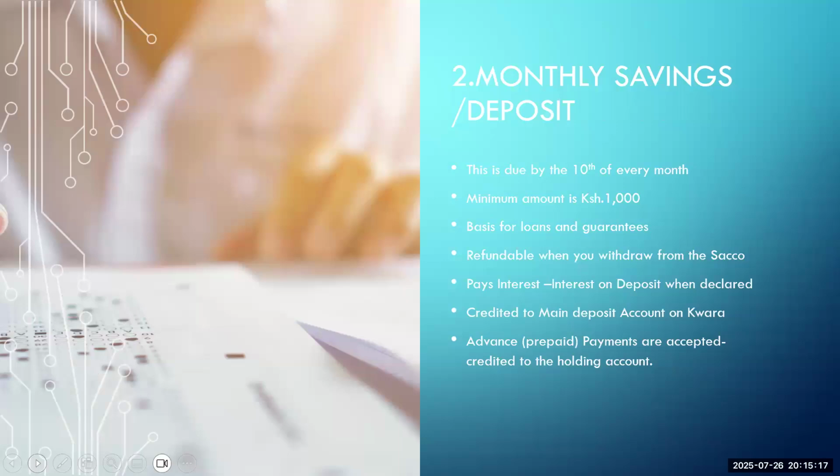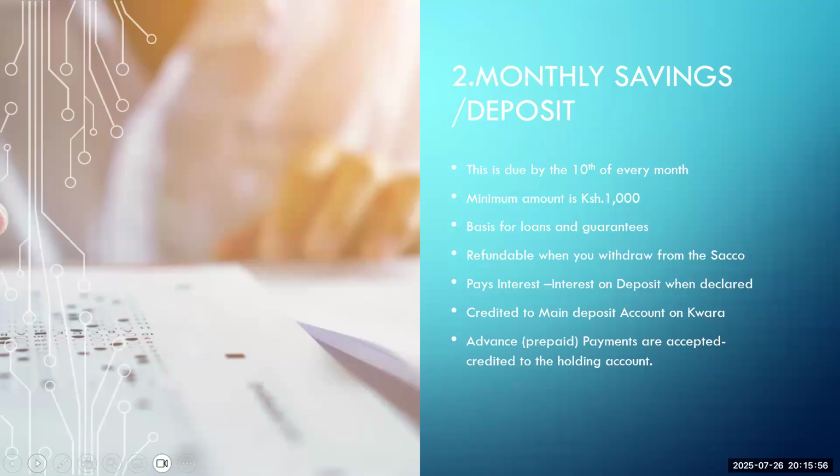Deposits and savings. This is normally paid monthly by the 10th of every month. The minimum is 1,000 bob, but it's open. Members are free to add more than 1,000 bob, but the minimum is 1,000 bob. This is also what stands in for loans. When you borrow a loan, your monthly savings guarantee you, or rather, deposits are also supposed to guarantee other members if you're a guarantor.